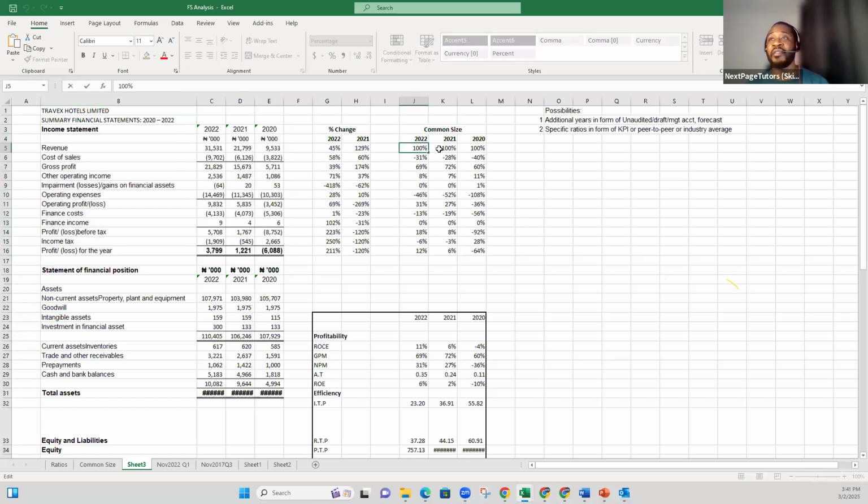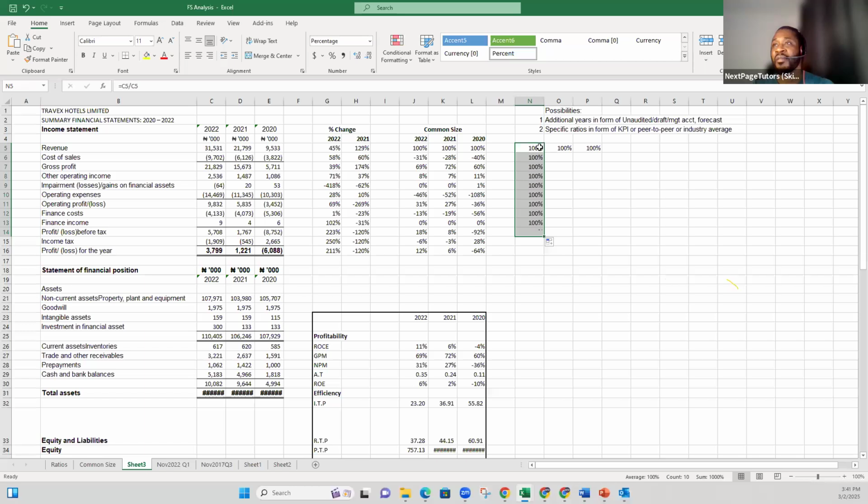Look at it. Revenue over revenue, let's even do it together. Revenue over revenue, let me express it in percentage, and that will be 100% because you are using revenue to divide itself, right? But if you want to do all other items now, I think this should work for easy calculation.